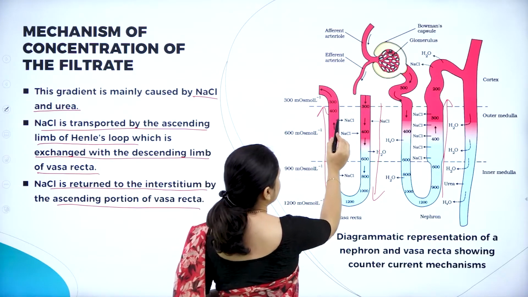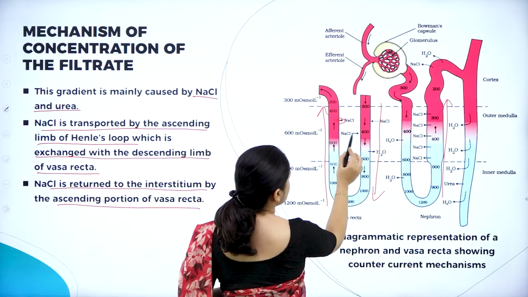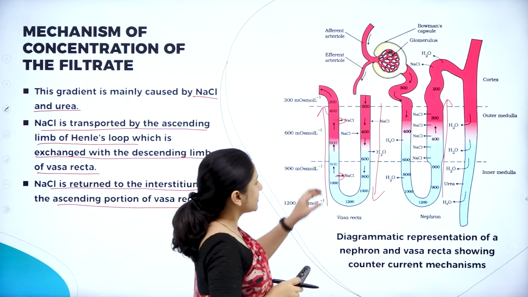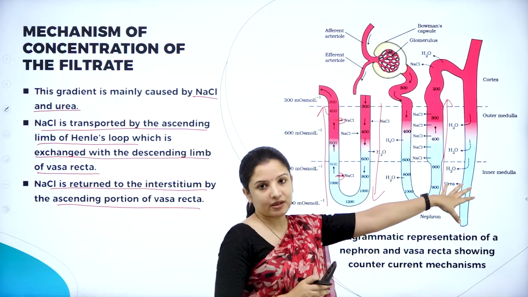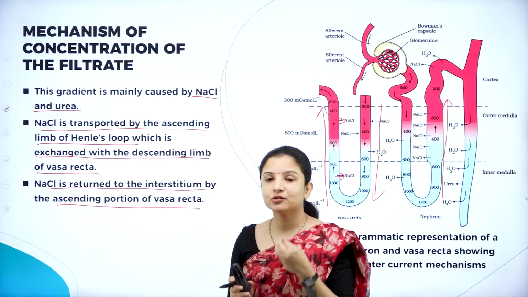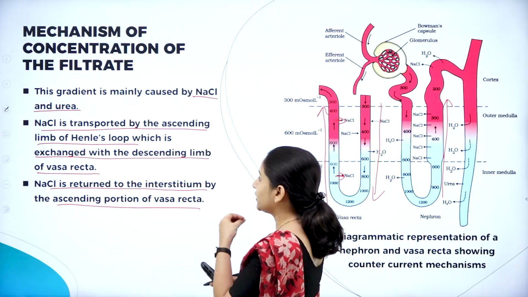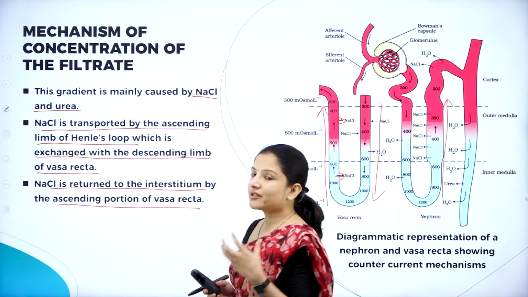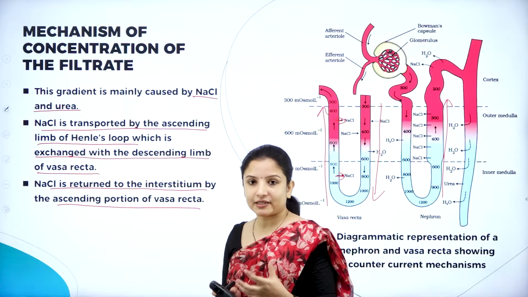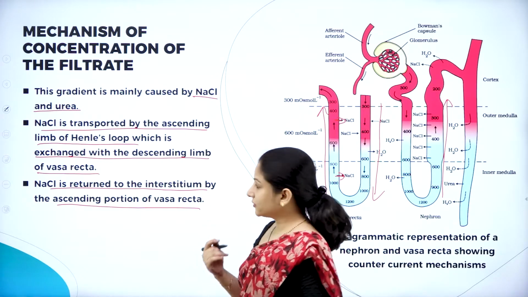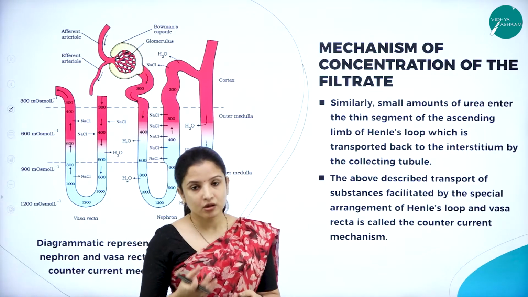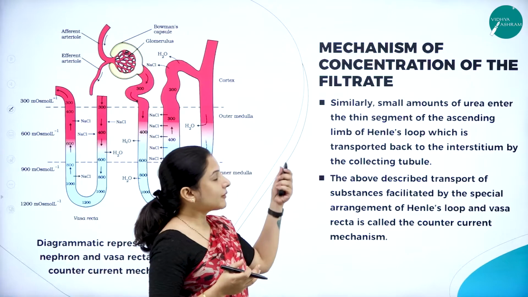If you can see here from the vasa recta, you can see the sodium chloride moving out from the ascending limb. That is, it is given back to the inner medulla so that the concentration gradient can be maintained. So that is how sodium chloride is one of the important components that actually helps in maintaining the concentration of the urine, or the osmolarity, in the Henle's loop. Similarly, small amounts of urea. So we heard about sodium chloride, right? So what happens to urea?